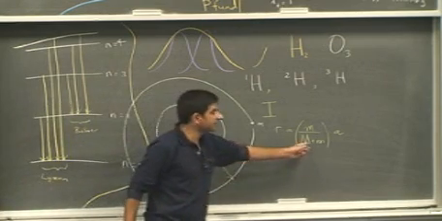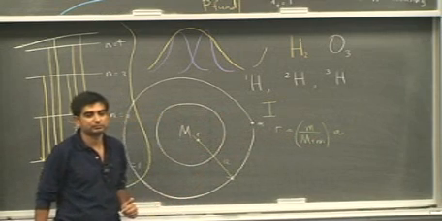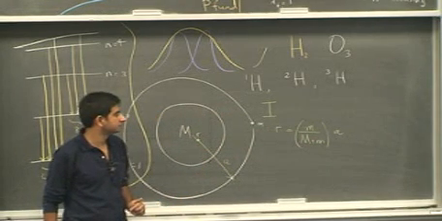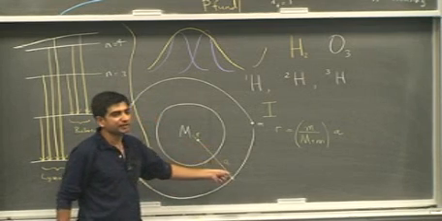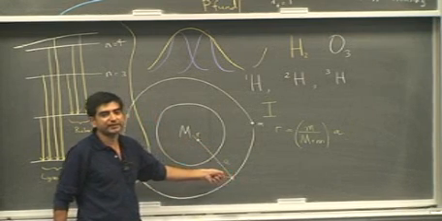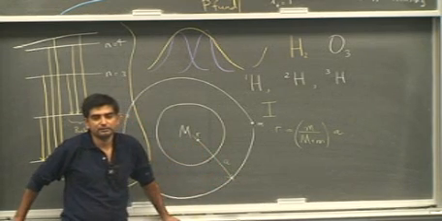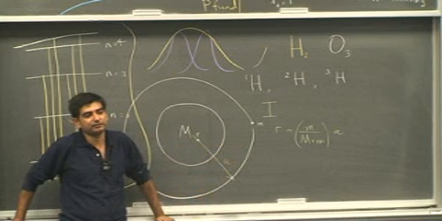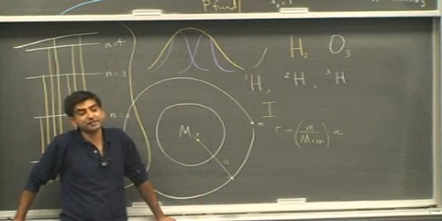If M is much larger than small m, R approaches 0. If M and small m are the same, then R equals A by 2, which means that the center of mass is in between M and small m. Is this formula making sense? This is the position of the center of mass of this binary system.